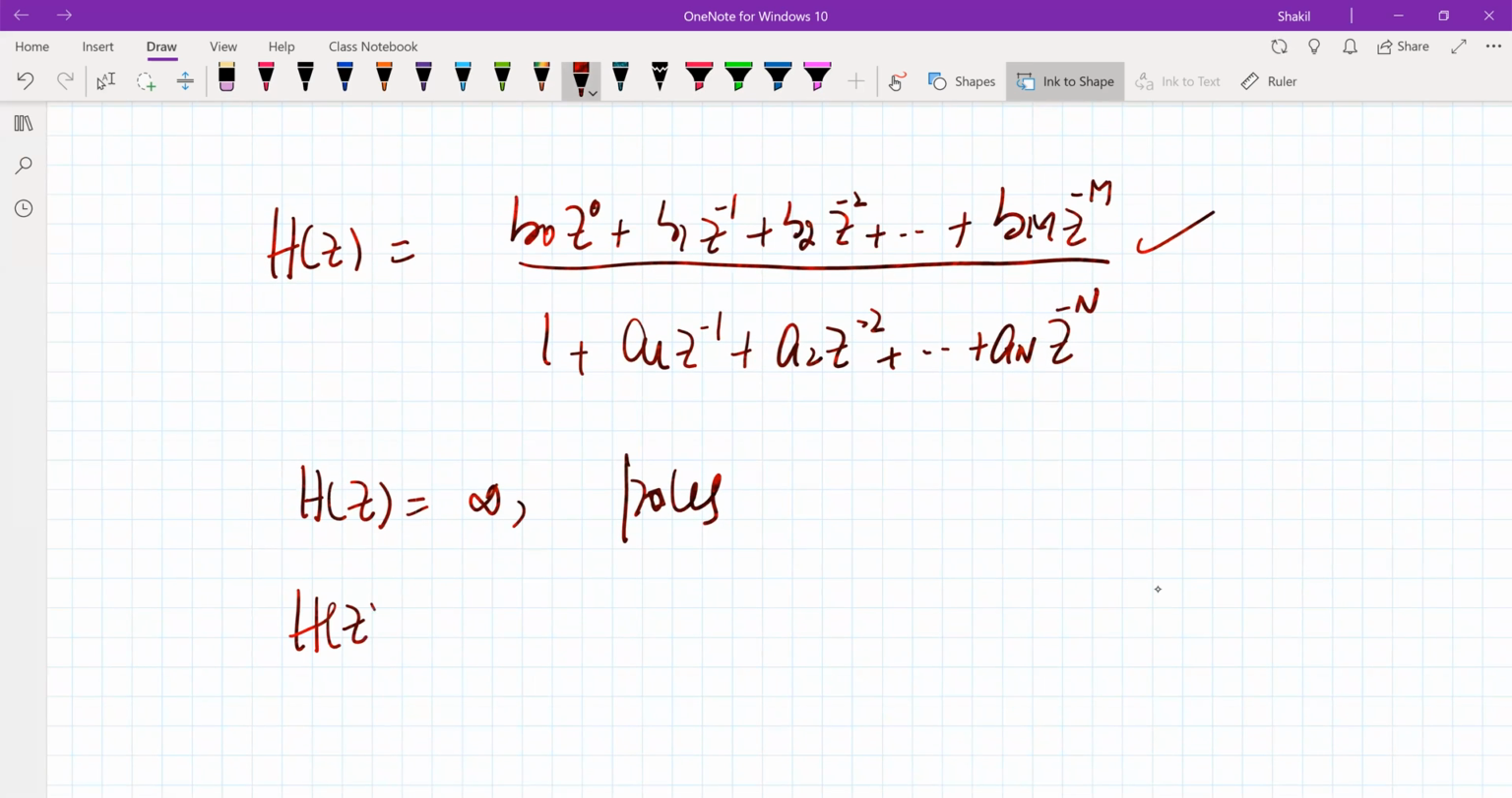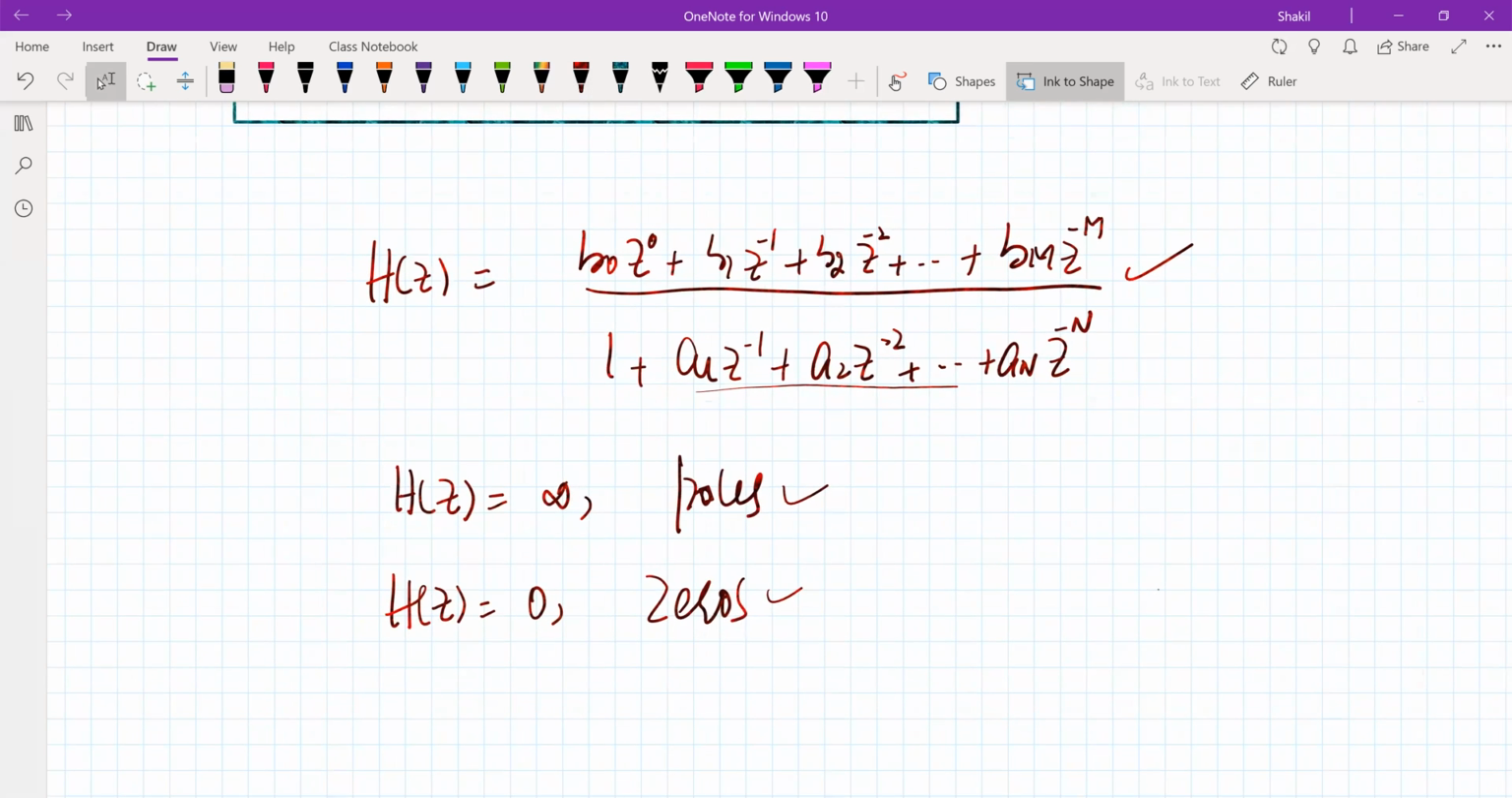And the values of z for which H of z becomes equal to 0 are referred to as zeros of the system. So when the numerator becomes equal to 0, these are referred to as zeros, and when the denominator becomes equal to 0, these are referred to as poles, because when the denominator is 0, this will be infinity. So in other words, when the transfer function blows up, the values of z are referred to as poles, and the values of z for which H of z is equal to 0 are referred to as zeros. Right? So this transfer function has poles and zeros.